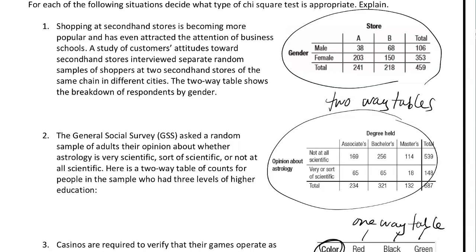Between the two up at the top, to determine which of the two chi-squared tests for two-way tables we should use, the question is how many random samples were taken.